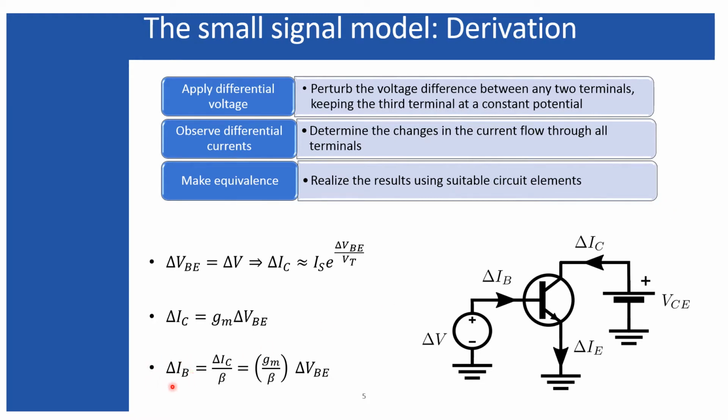Next is the base current. Once this differential collector current is defined, the differential base current also will be defined by the beta factor. And if you replace the expression for the collector current from the previous equation over here, you will have this Gm divided by beta multiplied by this VB term. Now, what this particular expression is telling you is that this base current and VB are for the same terminal.